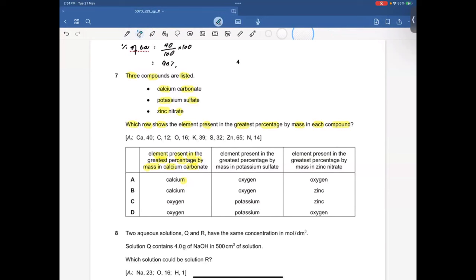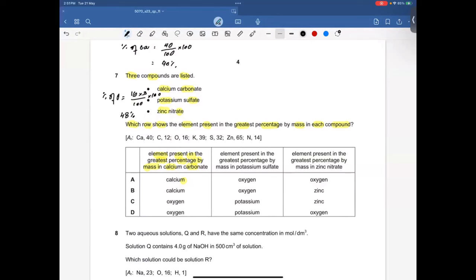Similarly, I need to find out the percentage of oxygen in calcium carbonate. So the Ar of oxygen is 16. We have 3 atoms in calcium carbonate, so times 3 divided by 100 times 100. So it's basically 16 times 3 divided by 100 times 100. It's basically 48%.